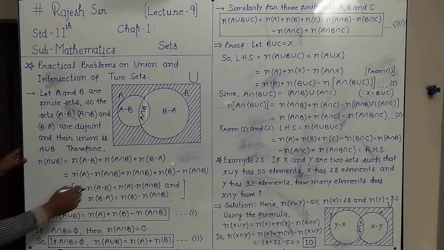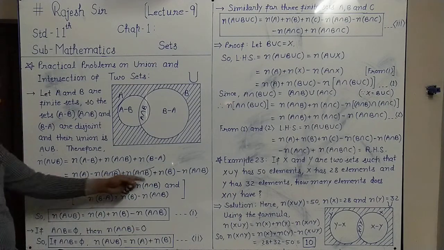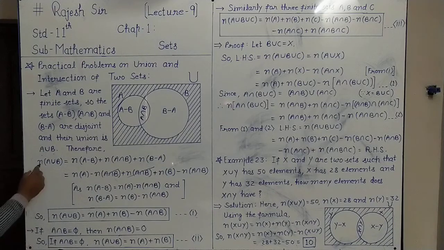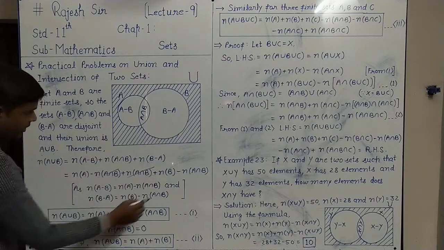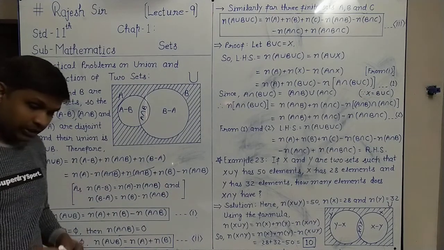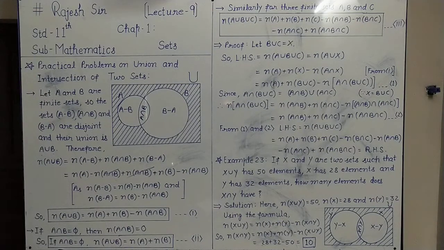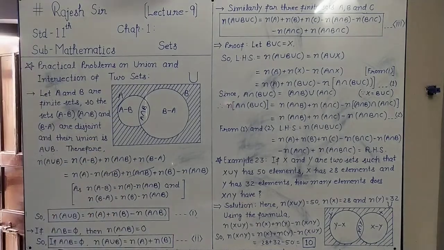Now here, the minus n(A intersection B) and the plus n(A intersection B) cancel. So what remains? n(A union B) on the left side equals, on the right side, n(A) plus n(B) minus n(A intersection B). In general, we have to understand, learn and remember that the number of elements in A union B will always equal n(A) plus n(B) minus n(A intersection B). We will call it formula number 1, which we have derived from this obvious diagram.